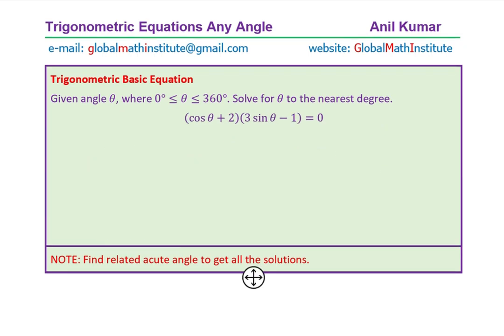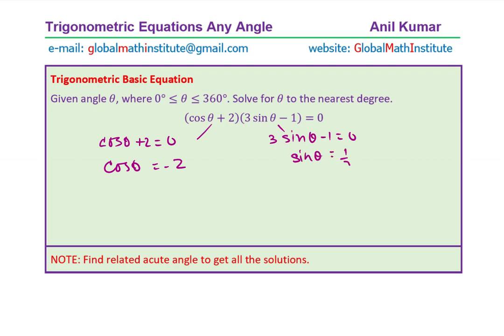Here is the last question for you to try. Once again, we have 2 factors. I'd like you to pause the video and answer this, right? So one of them is cos theta plus 2 equals 0. And the other one is 3 sine theta minus 1 equals 0. Well, here cos theta should be equal to minus 2, and here sine theta should be equal to 1 by 3. Okay, correct.